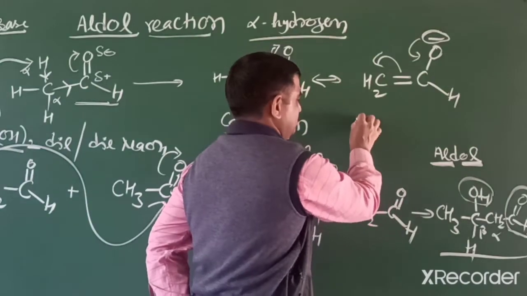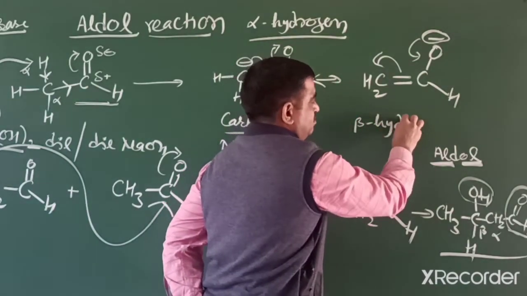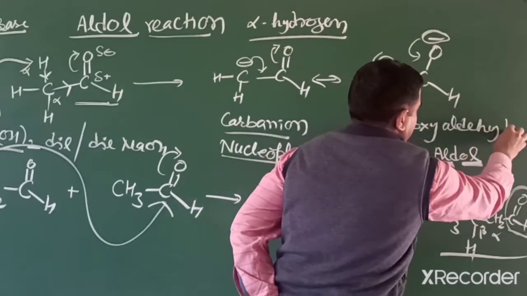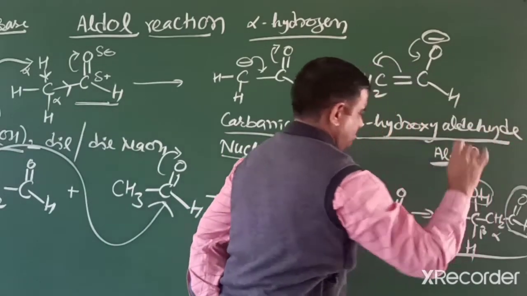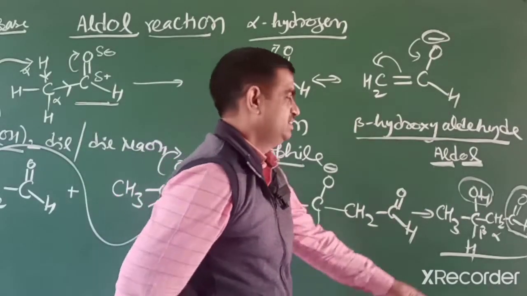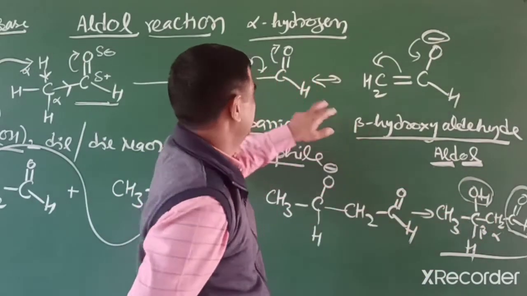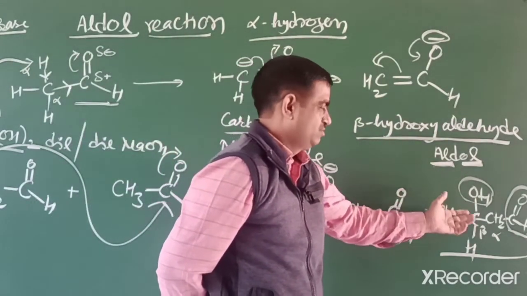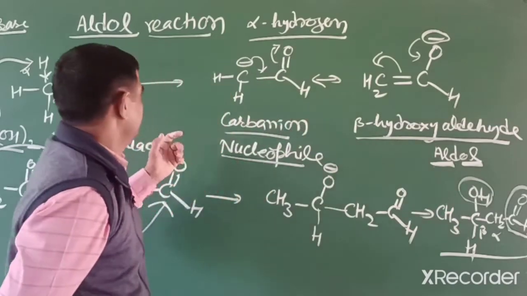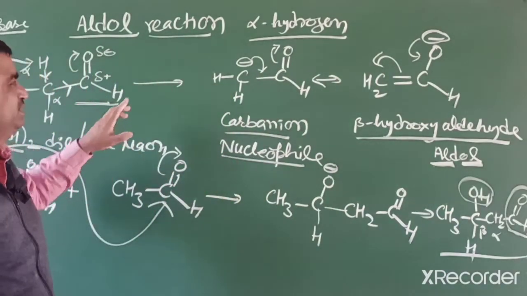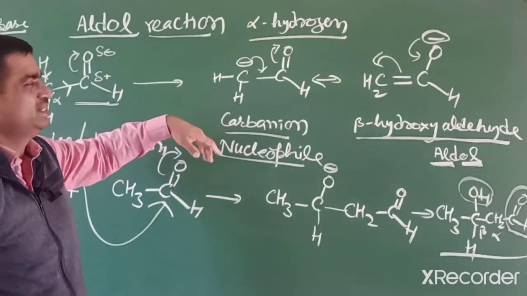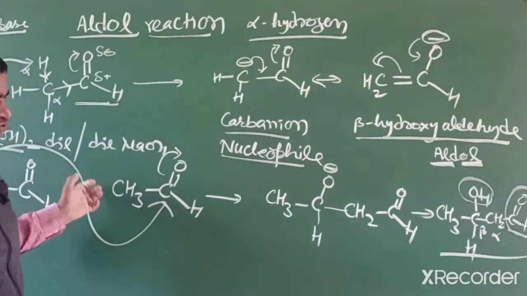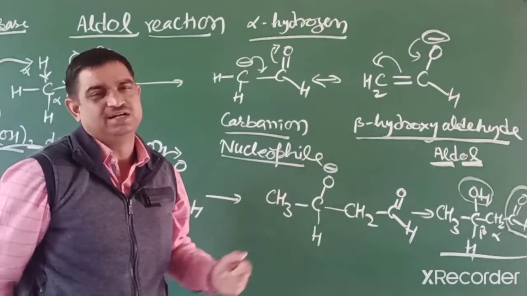Its common name is beta hydroxyaldehyde, and the product has two functional groups, one aldehyde and the other alcohol. So the name of the reaction is aldol. When an aldehyde having alpha hydrogen reacts in the presence of a base, it forms a carbanion, and that carbanion attacks another molecule of itself. So it forms a beta hydroxyaldehyde.